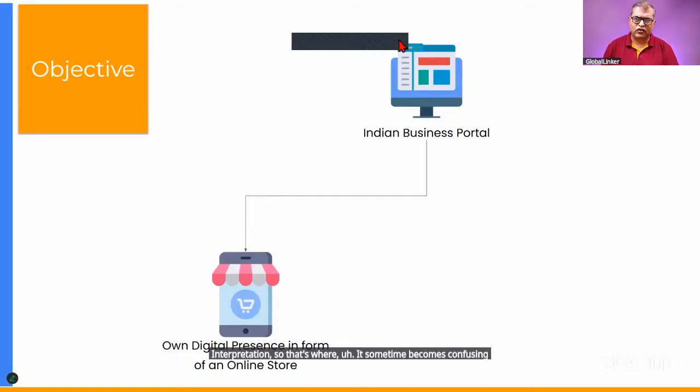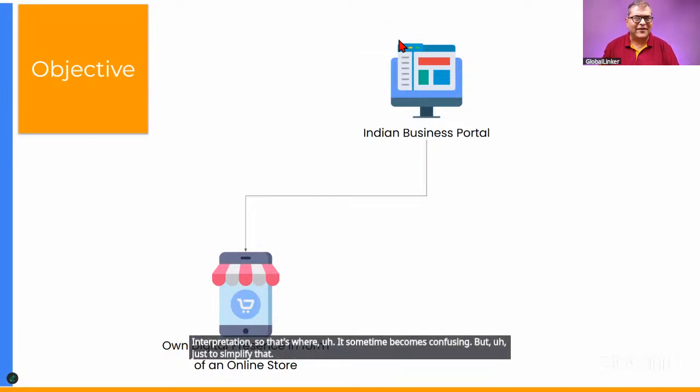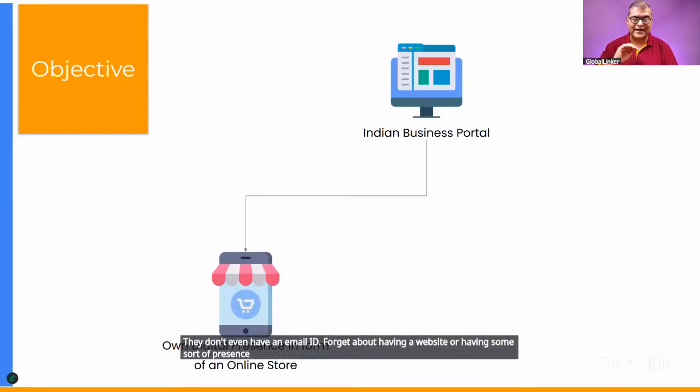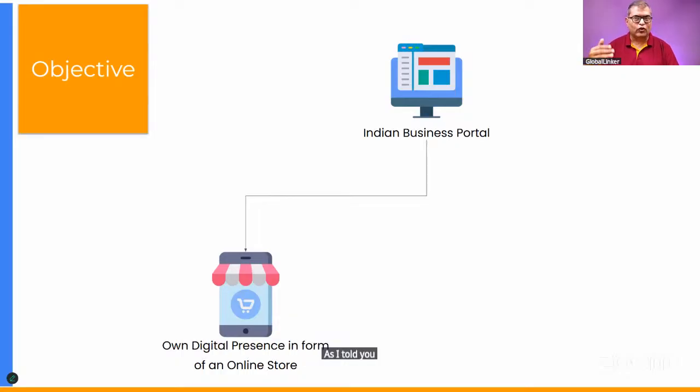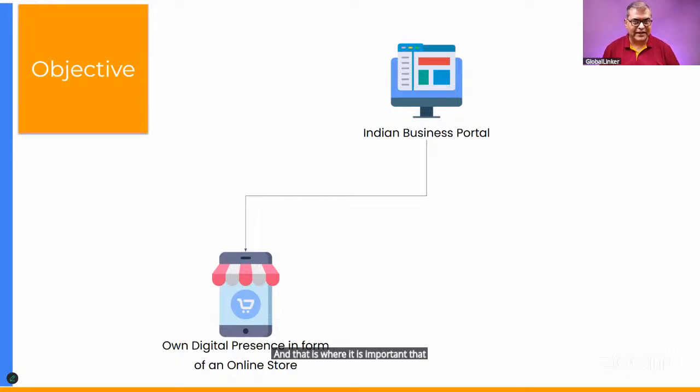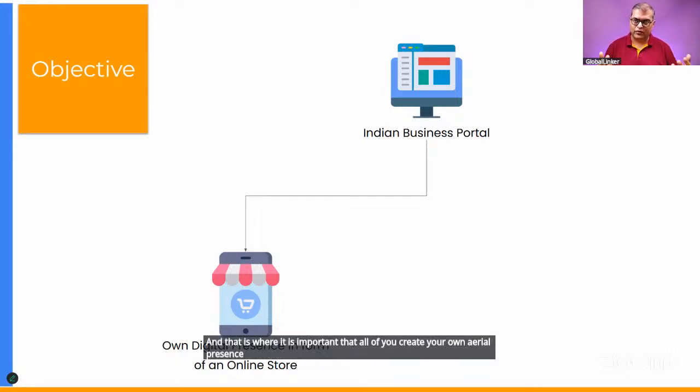But just to simplify that, they don't even have an email ID. Forget about having a website or some sort of presence on the internet. They don't even have an email ID. You must be knowing those kinds of exporters. Unfortunately, that is a big problem for us as a country, because, as I told you, there is already a lot of discovery, a lot of research happening online. Now, if you are not there on the internet, no one can find you, no one can read about you, and no one can do business with you. That is where it is important that all of you create your own digital presence in the form of your own websites and online stores.